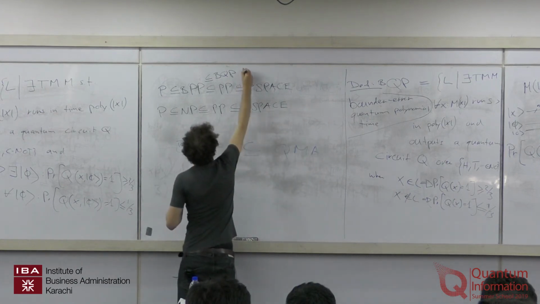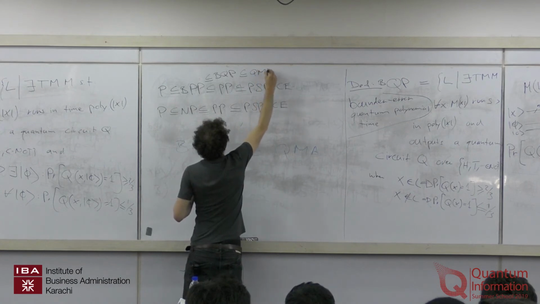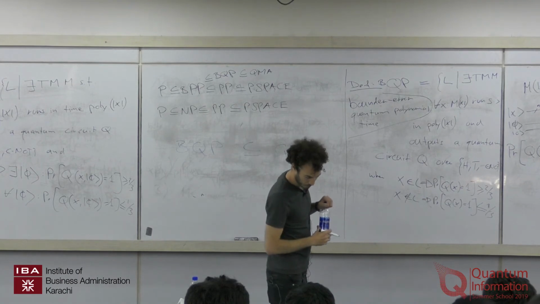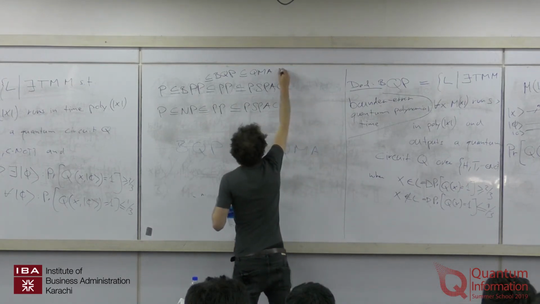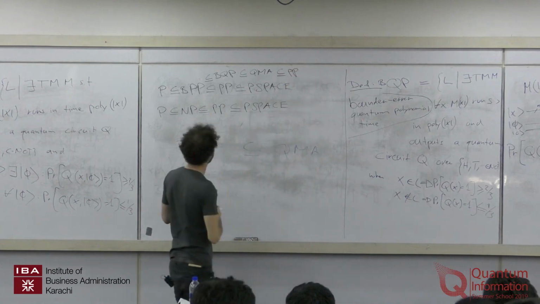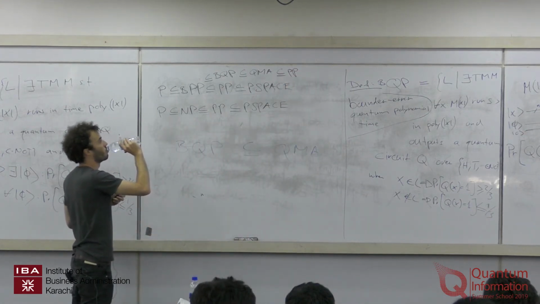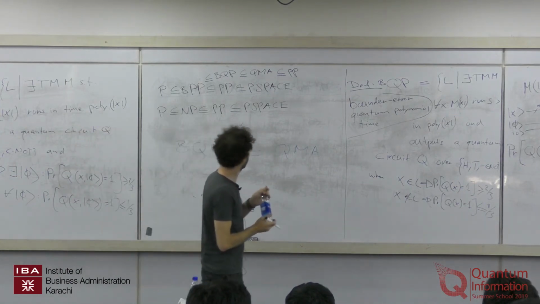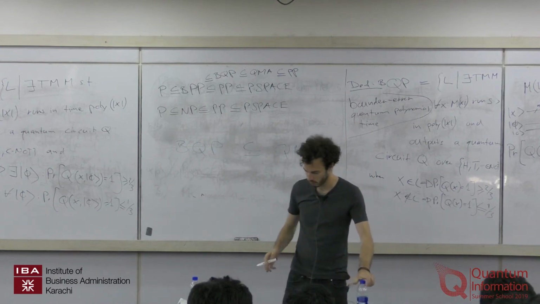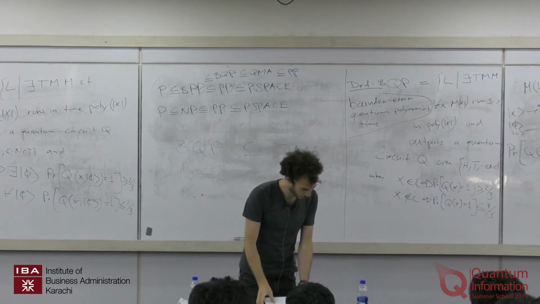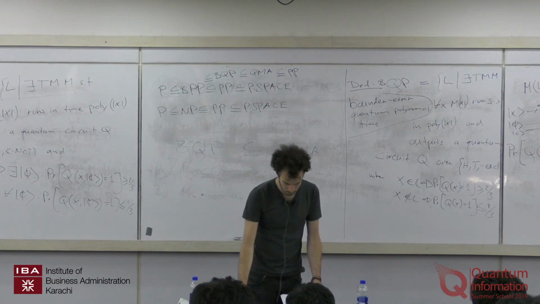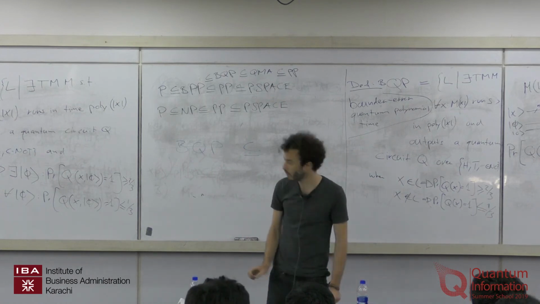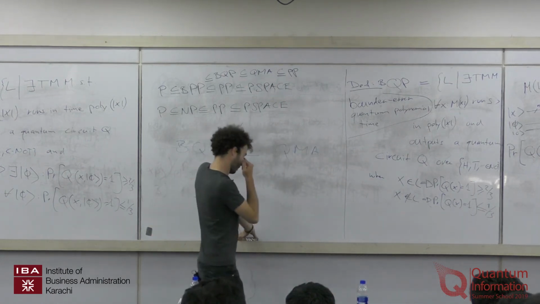And then we said BQP is contained in QMA. And it's also known that QMA is contained in PP. Okay. So what does this tell us?